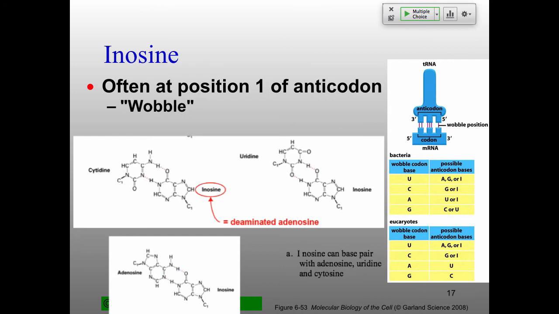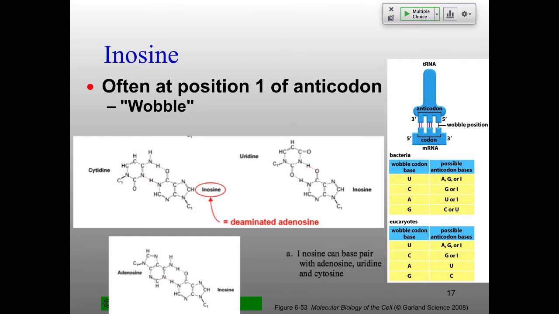Another way of thinking about this is that inosine is masquerading as some of these other bases, because it can then sit there. But it has to be at that wobble position, because if you try to put inosine at the second or third position of the anticodon, it can't do that base pairing anymore.